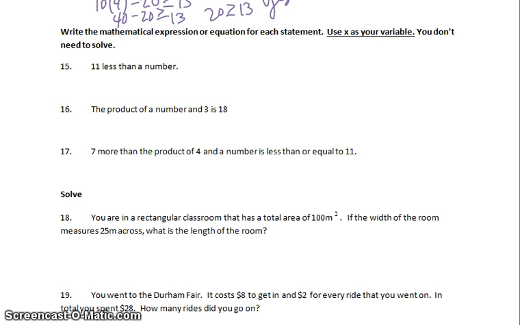11 less than a number. Less than means subtraction. Is less than is the inequality sign. And remember, less than is that tricky one that flips around. So we have this. The product of a number and 3 is 18. So we're multiplying 3 and a number, and it equals 18. 7 more than, that's a tricky one. The product of 4 and a number is less than or equal to 11. And we're going to have to go to the other video to finish that.